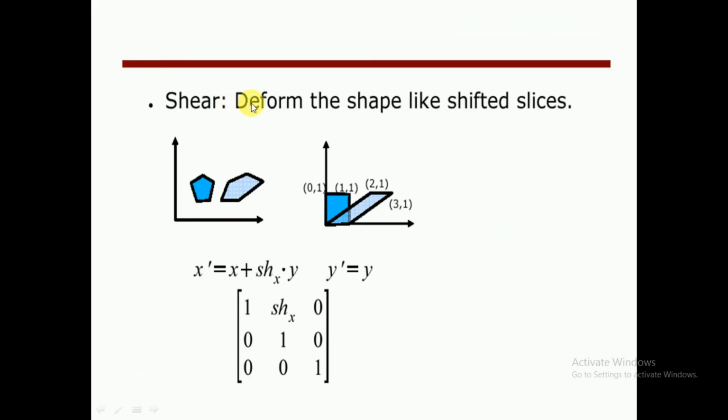Then shear. Again, one more special type of transformation, shear. That deforms the shape, like shifted slices. Right? For example, the slant of old dictionaries.